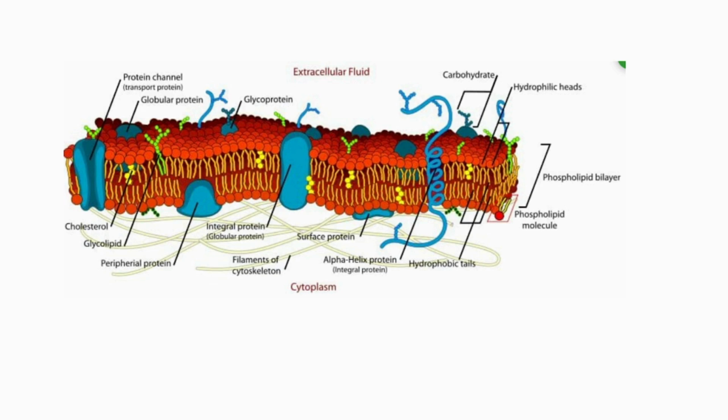So let us see how this plasma membrane looks. Here you can see the phospholipids. The phospholipids are structured and form the plasma membrane. Within the plasma membrane, you have integral proteins. You have protein channels. This channel allows the transport of proteins into the cell.